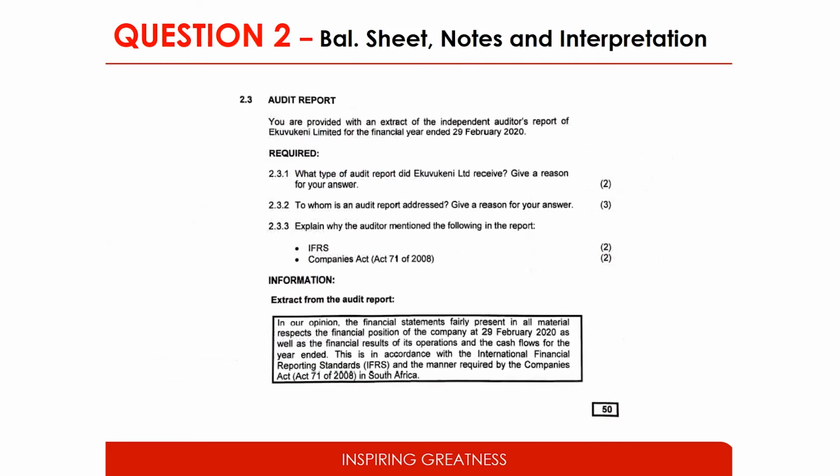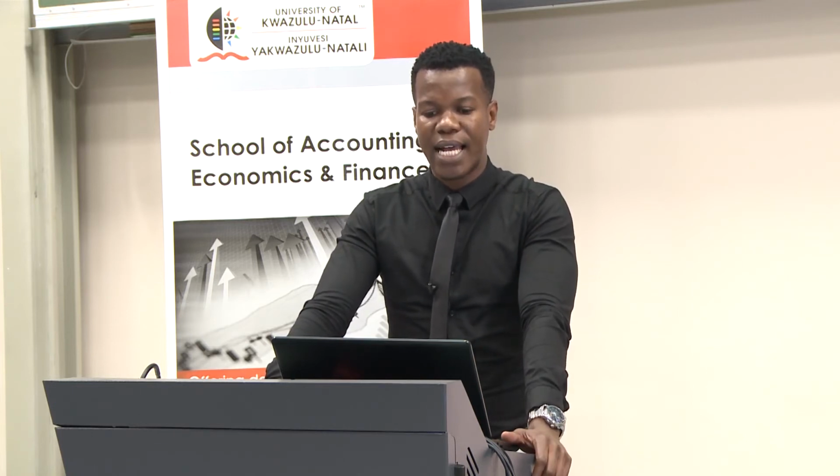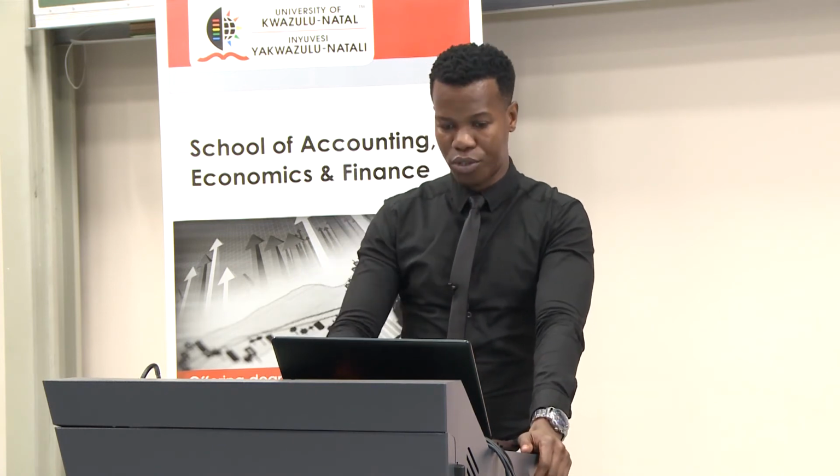Also, a bit of theory on this part of the question. All the questions actually will have some theory in it, hence I keep on stressing the importance of theory. So the theory here is, what type of audit report did Ekuvukeni Ltd receive? Give 2 reasons for your answer. You can clearly see that the financial position is fairly presented. Therefore, you may assume that they received an unqualified audit report. Unqualified meaning that the company's financial statements are fairly and appropriately presented without any identified exceptions. That's the auditors that give that report.